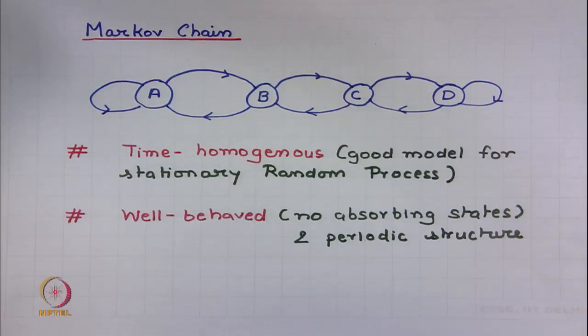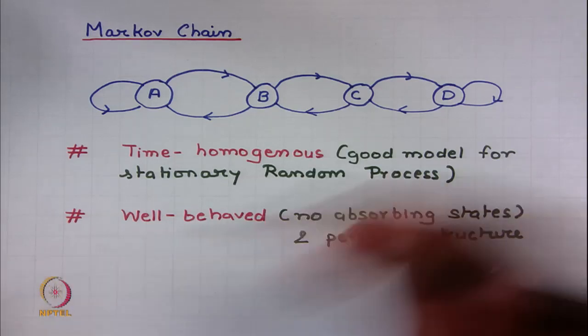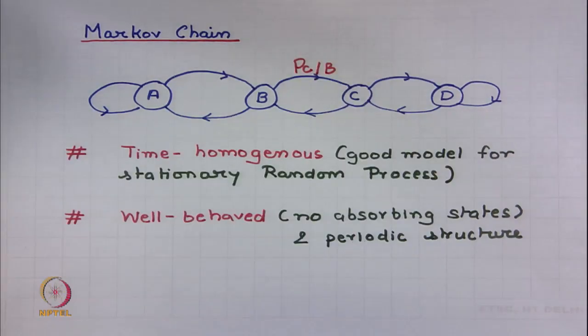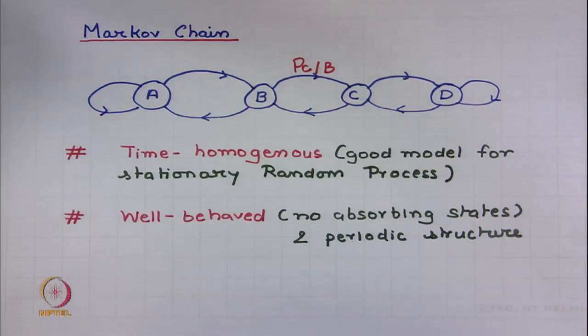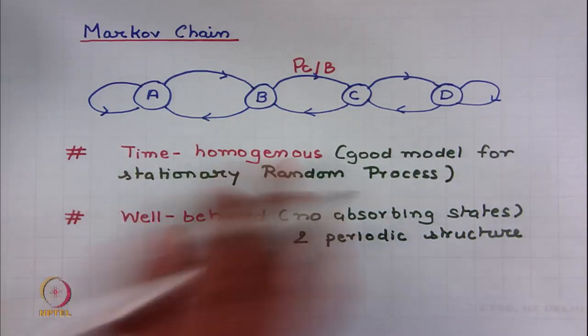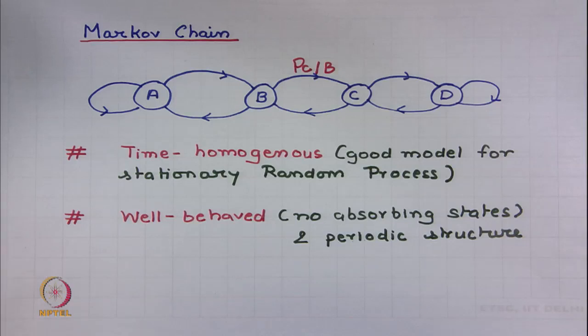What we also assume is that this Markov chain is time homogeneous, meaning that the probability that you go to state C from state B does not depend upon the time at which you are looking at this Markov chain. So, it is independent of time. These probabilities are constant with respect to time, and because we want to model a stationary random process, time homogeneous Markov chains are really a good model.